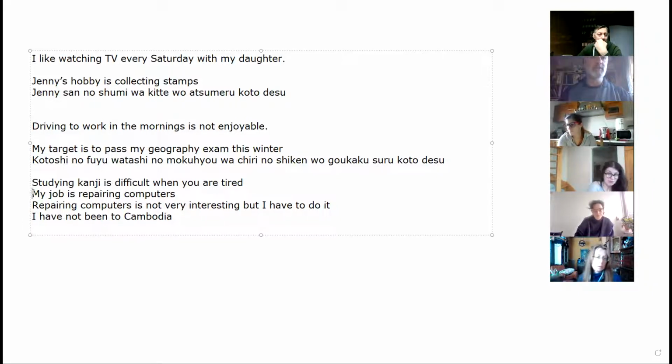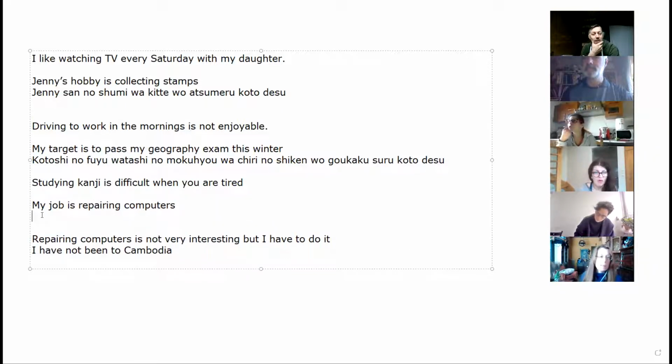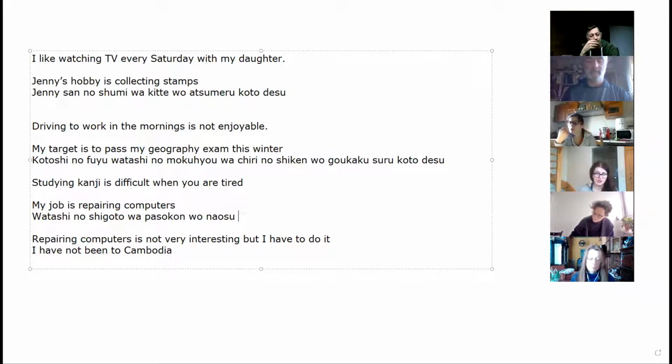Effie, my job is repairing computers. 私の仕事は、パソコンを直すことです。 Very good. Excellent. Cool. Just see if there's any other examples which were of this type.